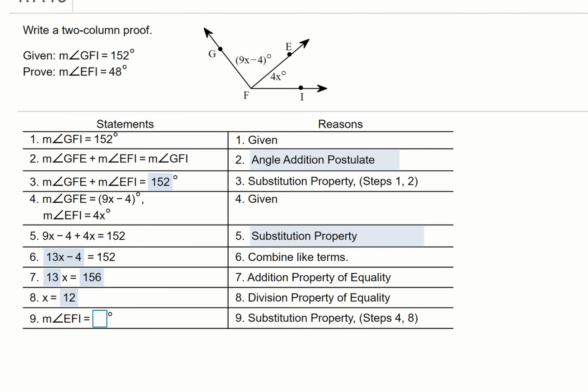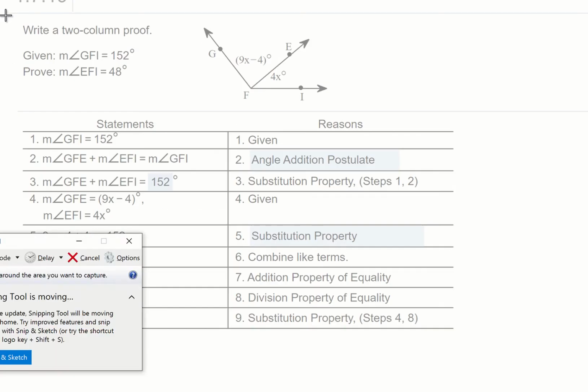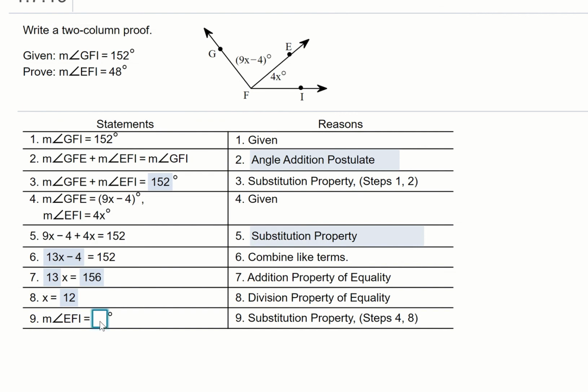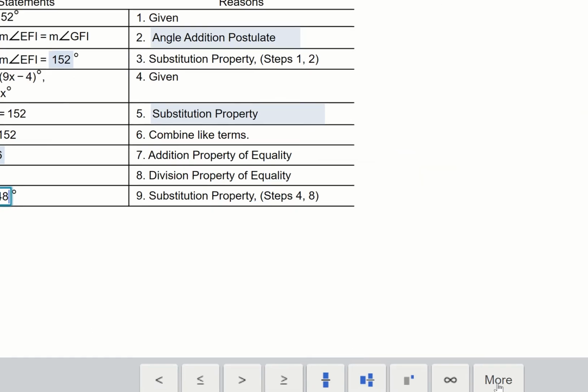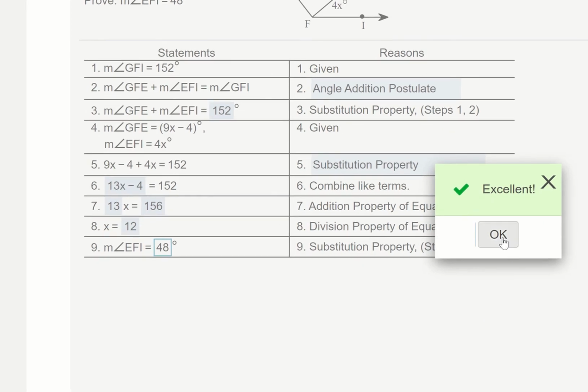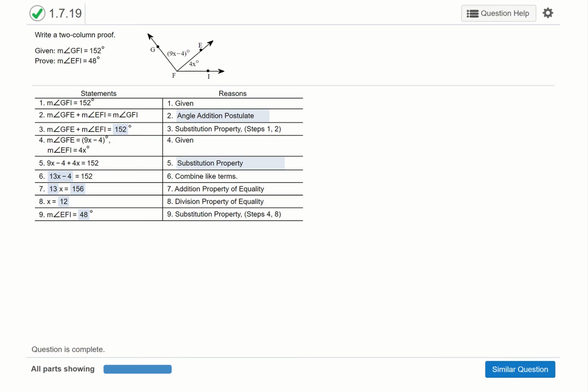Okay, so let me look at the picture here. So EFI is this guy, right? So we have 4 times x, and we said that x is 12, so we just plug that in. That's the substitution property right here. And so 4 times 12 is going to be 48. Okay, all right, and that is it for that question. So let's move on to the next question.